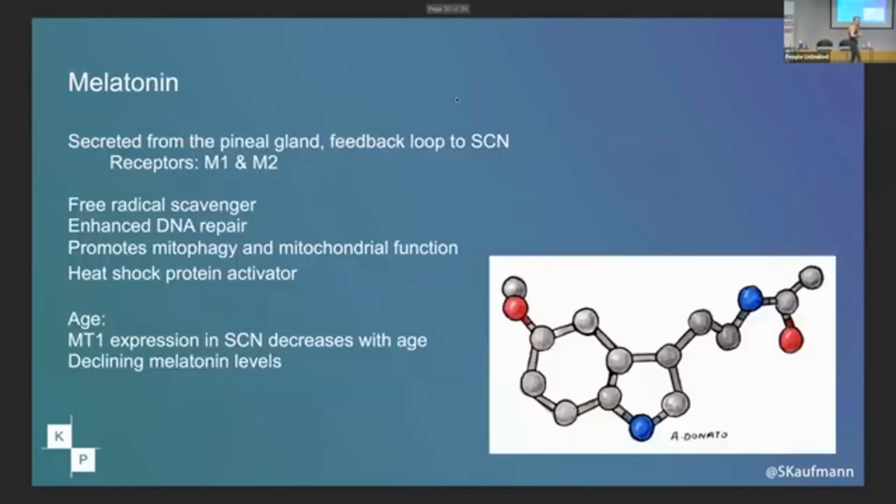And then lastly, I couldn't not put melatonin on here. It doesn't actually fit into any of this because it works centrally in the SCN. And it turns out that you have 2 melatonin receptors, 1 and 2. As you age, unfortunately, the receptors get downregulated, and your melatonin also gets downregulated. So giving melatonin back will help your central clock, but it doesn't do anything for the periphery. But again, this will help you go to sleep, and the other things will help you stay asleep.